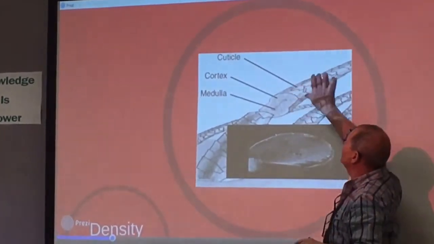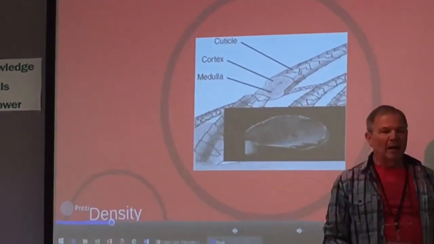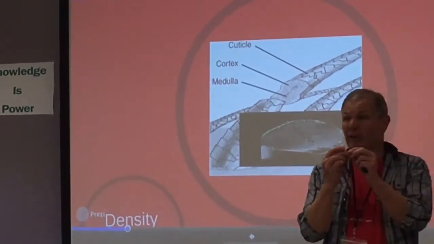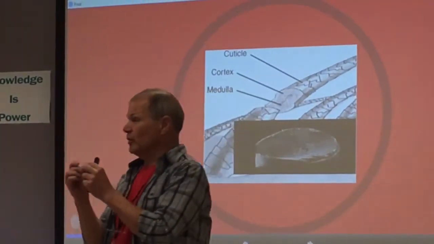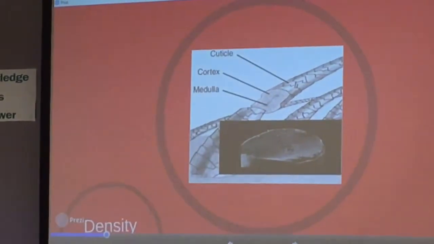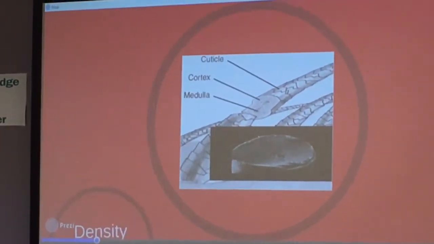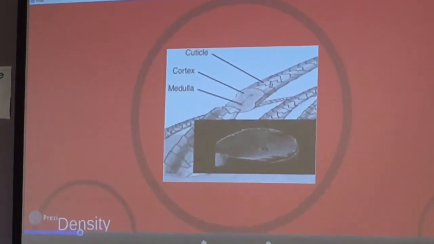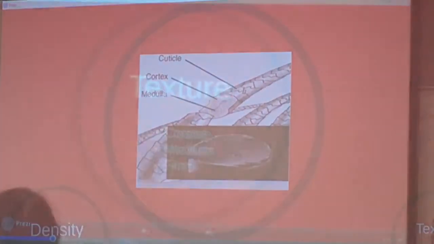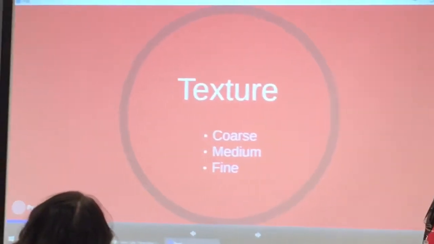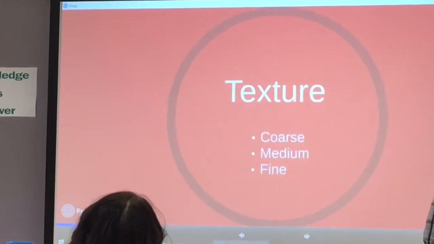What's the outside? Cuticle. Okay. Same protein structure as your fingernail. Okay, it's clear, kind of translucent. Okay, it's like shingles on a roof, right? Okay. And it has the ability to do what? What does texture have to do with hair color?